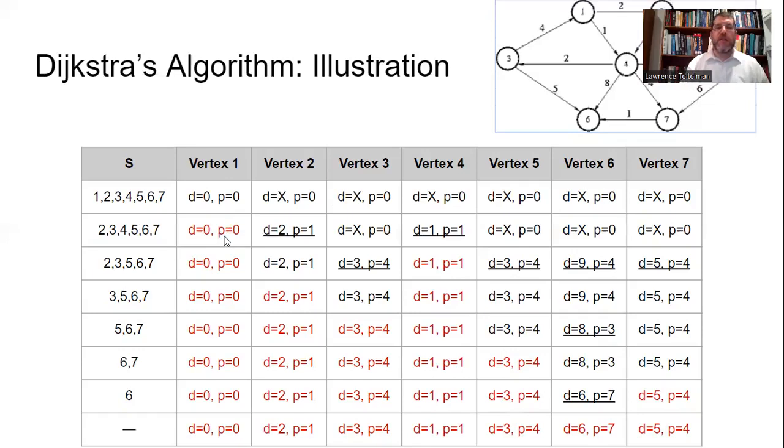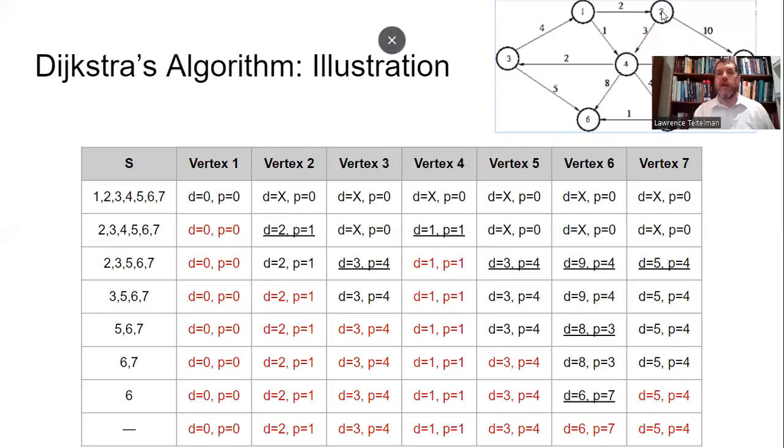We say, can I go from vertex 1 to this other vertex? So we say, yeah. If I go from 1 to 2, let me move my face out of the way. So I can go from 1 to 2 with a cost of 2. So my new distance is 2, and my predecessor will be 1. Let's look at the other one that got updated, right? It's saying I can go from 1 to 4 with a cost of 1, and now my predecessor is going to be 1.